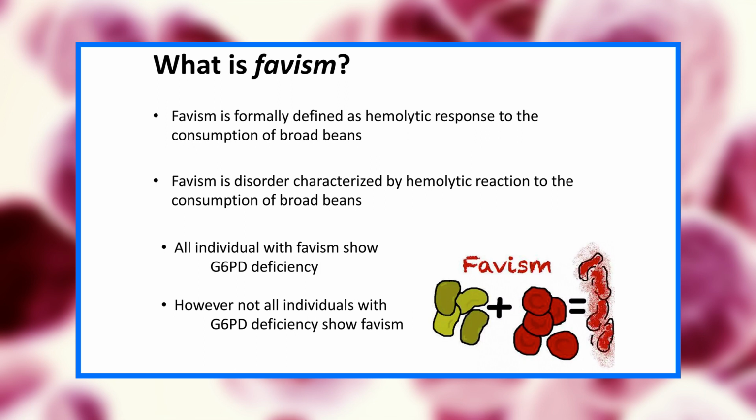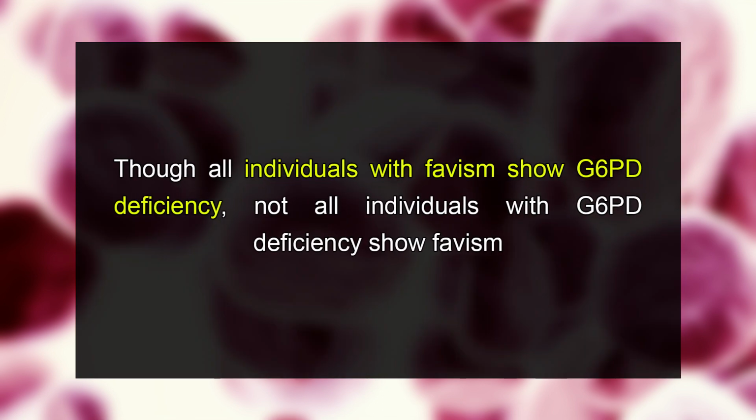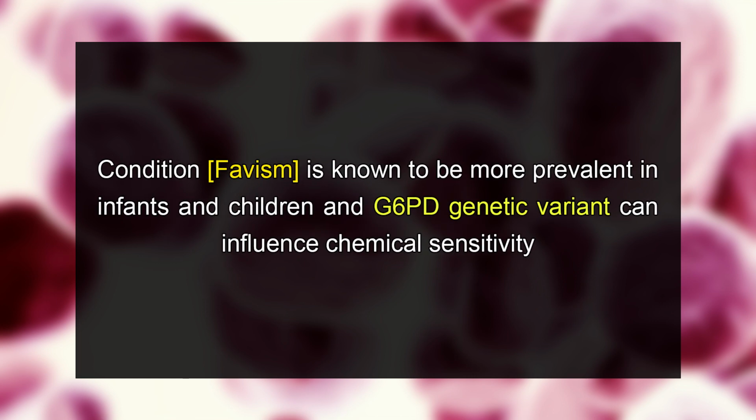Favism is a hemolytic response to the consumption of fava beans, also known as broad beans. Though all individuals with favism show glucose 6-phosphate dehydrogenase deficiency, not all individuals with glucose 6-phosphate dehydrogenase deficiency show favism. The condition is known to be more prevalent in infants and children, and glucose 6-phosphate dehydrogenase genetic variant can influence chemical sensitivity.